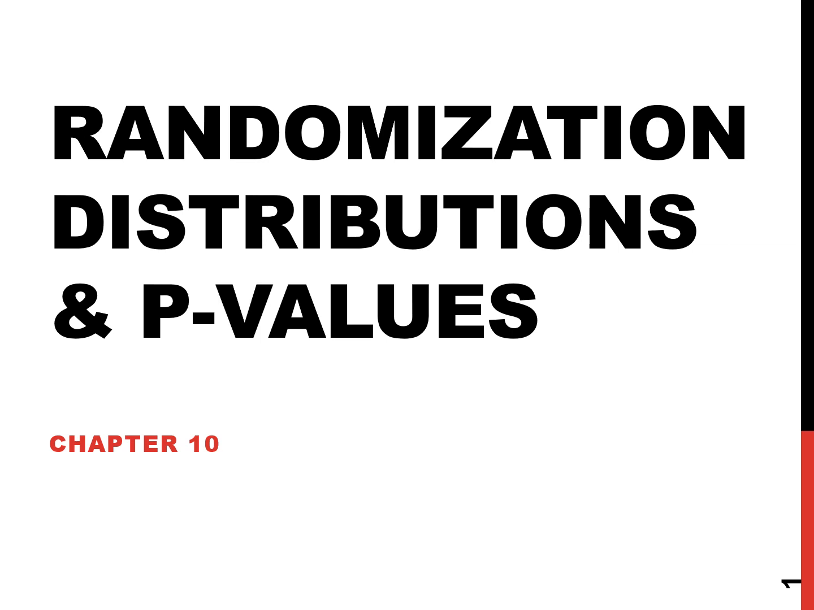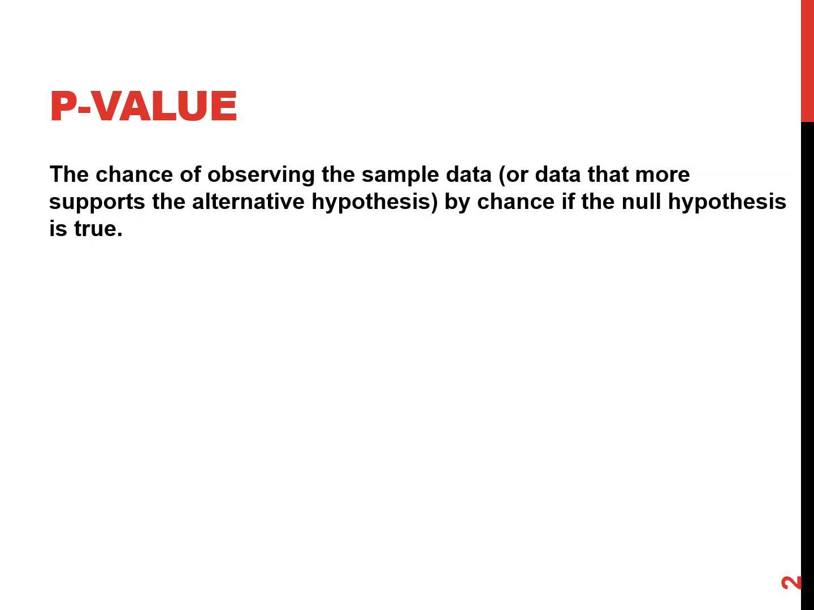This video covers Chapter 10, which introduces randomization distributions and p-values. So first of all, what is a p-value? A p-value is a way of measuring how strong the evidence is against the null hypothesis. Technically speaking, what it measures is the chance of observing the sample data, or data that more supports the alternative hypothesis, by chance if the null hypothesis is true.